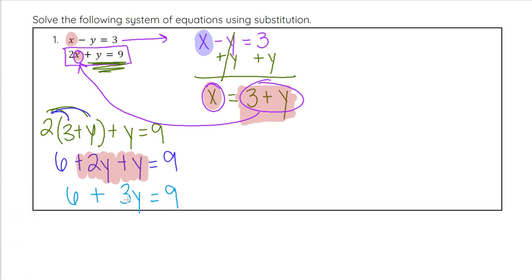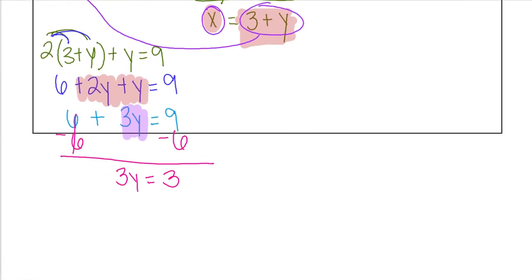At this point, I want to go ahead and get my 3y by itself. So to get that 3y by itself, I do the inverse operations required. In this case, 6 plus 3y, I would subtract 6 because 6 is positive. So subtracting 6 minus 6 is 0. But if I subtract 6 from the left side, I need to do it to the right side as well. So now I have positive 3y equals positive 3.